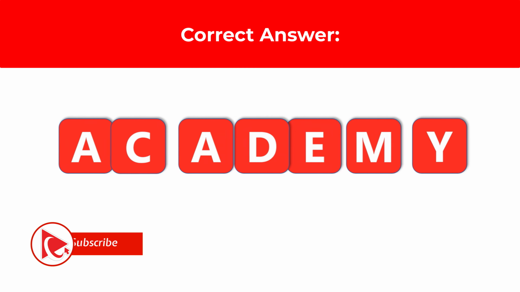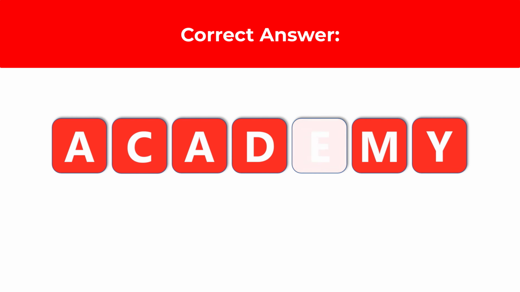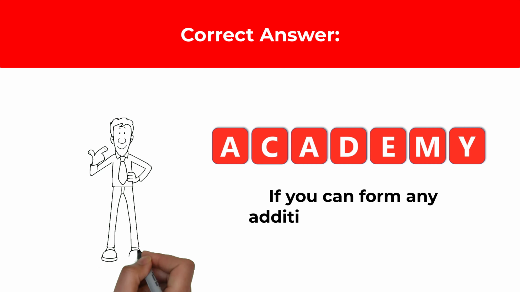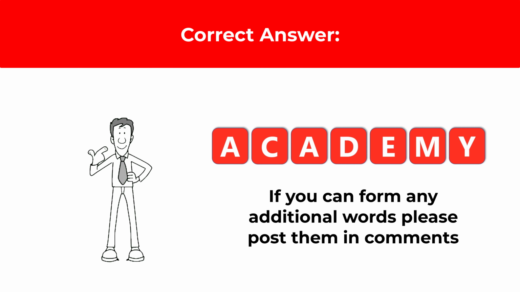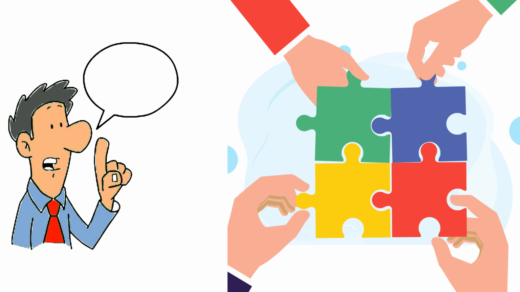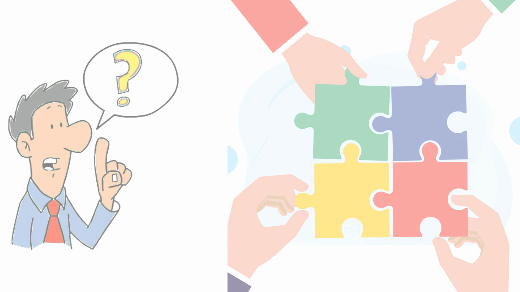The correct answer here is the word academy, which is spelled A-C-A-D-E-M-Y. Did you guess any other words that might meet the criteria of the original question? Please make sure to post them in the comment section of this video so we all can learn. And if you're looking to get better at solving word puzzles, make sure to try crosswords as well as the Scrabble game.